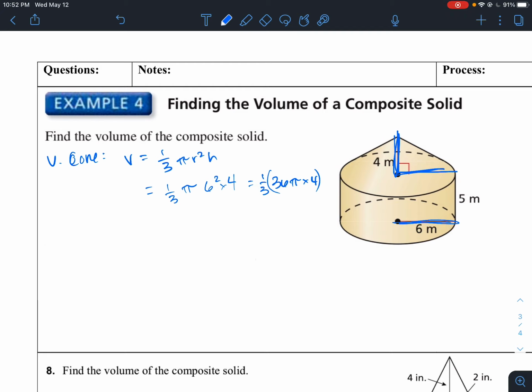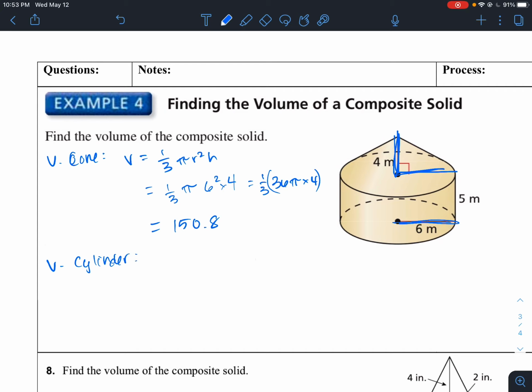So when I punch that into a calculator, I get 36 times 4. And then I need to multiply that by pi and divide that by 3. And so when I do that, I get a volume of about 150.8 roughly. And now for the volume of the cylinder.